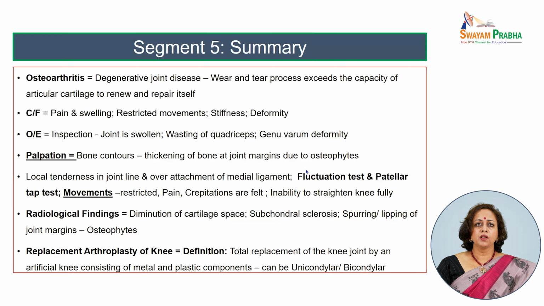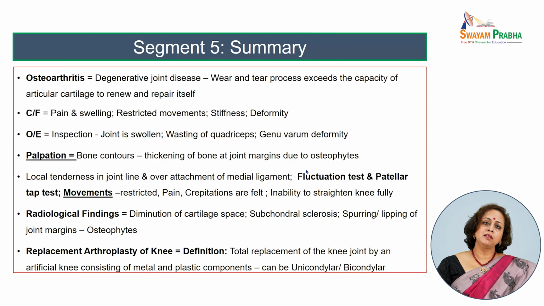On inspection, there is a swelling of the joint, wasting of quadriceps femoris muscle, a genu varum deformity. On palpation, you can feel the bony contours, margins have osteophytes, there's thickening at the margins of bone, there's local tenderness, over attachment especially of the medial ligament, and fluctuation tests and patella tap tests can be done for increased joint effusions. On movements, active movements and passive movements are both checked. There is restriction of movement, there's pain, crepitations and inability to straighten the knee fully.